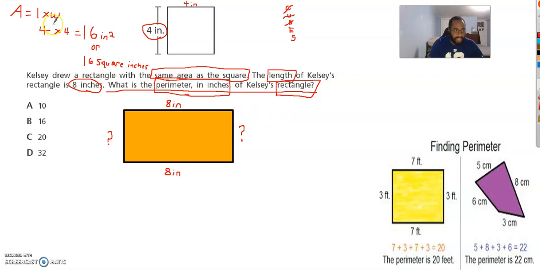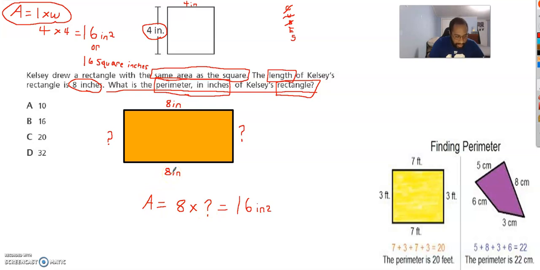We know that area is length times width. So the area of this rectangle would be length. We already know the length, right? Length of the rectangle is 8 inches times, we don't have the width yet, it's equal to, remember it says the same area as the square. So the same area as the square means that this will equal 16 square inches. So what belongs here so we can solve our problem?